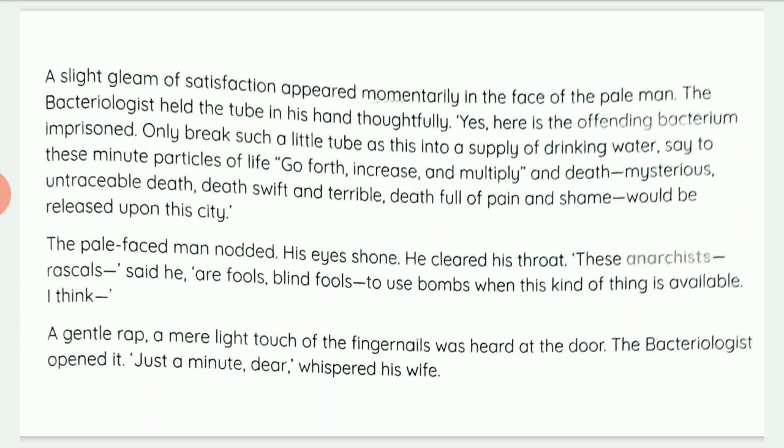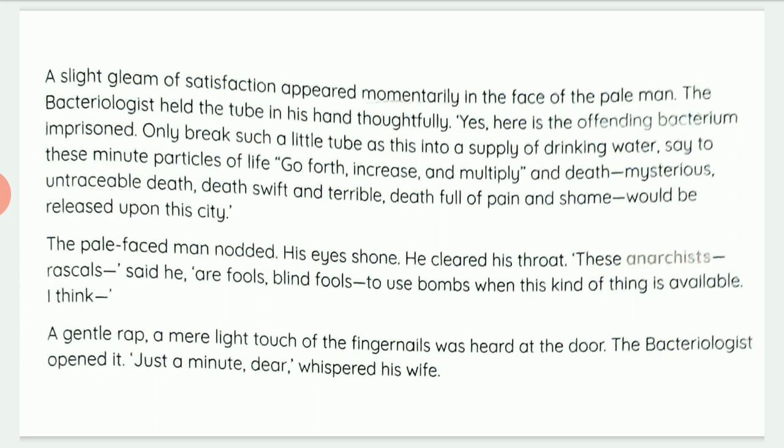Of course, such things, if released, would attack, multiply, and cause a human toll. Offending bacteria imprisoned. So he says that he has imprisoned, I mean sealed it, because if it were left open, it would cause destruction. Only break such a little tube as this into a supply of drinking water, say to these minute particles of life, go forth, increase and multiply.